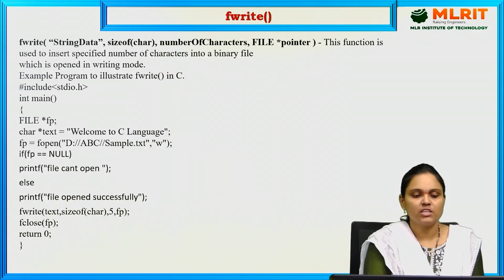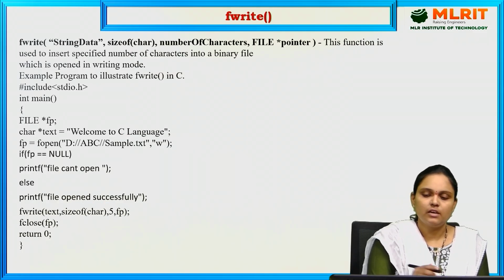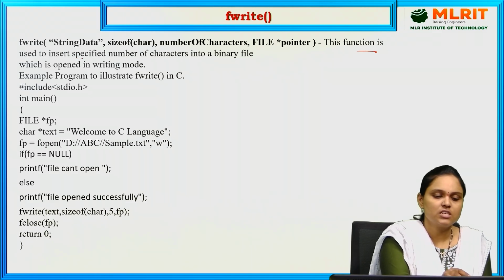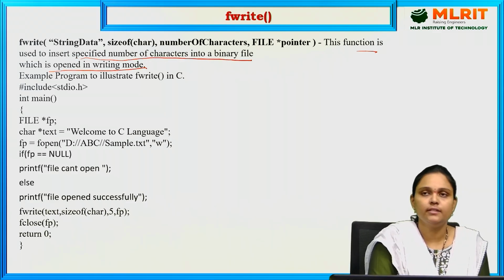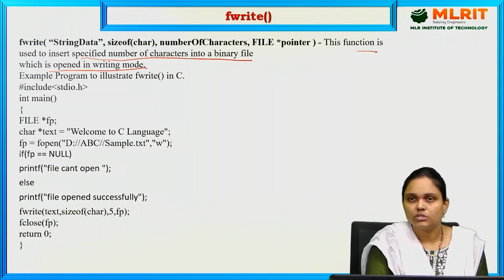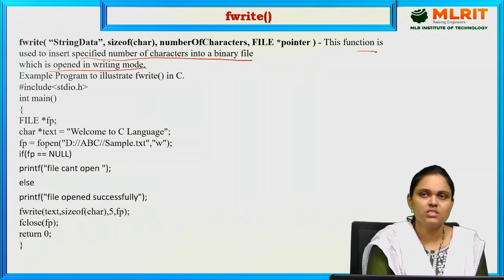And the next function is the fwrite function. The fwrite function is used to insert the specified number of characters into a binary file which is opened in the writing mode. There are two types of files, text files and binary files. Into this particular binary file, we can write by using this fwrite function.